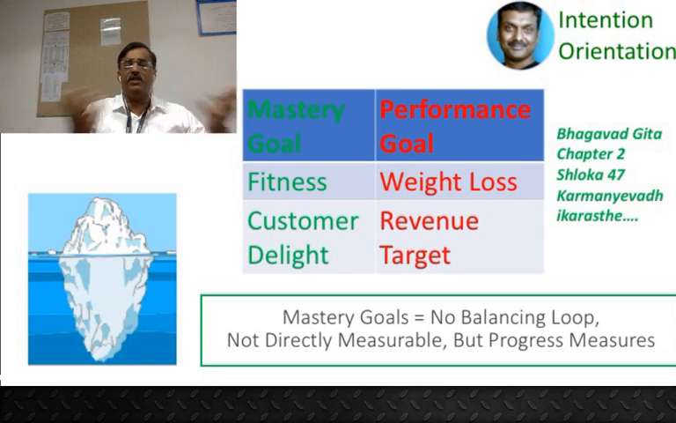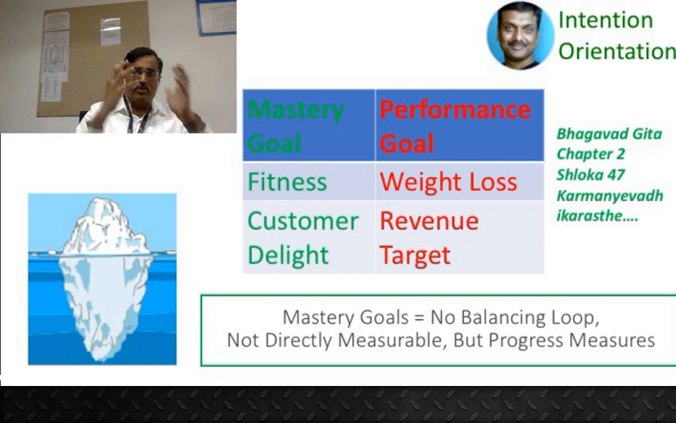Now, how do you differentiate between mastery and performance goals? If your goal has a direct measure, such as weight loss can be directly measured, you have a performance goal. Whereas fitness has no direct measure. There are proxy measures available, but there is no direct measure. That means it's a mastery goal. Customer delight is a mastery goal, whereas a revenue or a sales target which is directly measurable is a performance goal. So if you choose mastery goals, you have no balancing loop at all. This could be very, very powerful for transforming your organization as well as individuals.